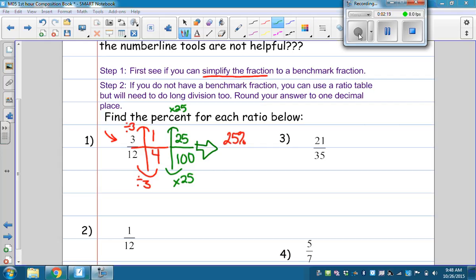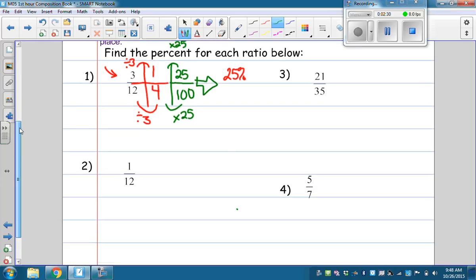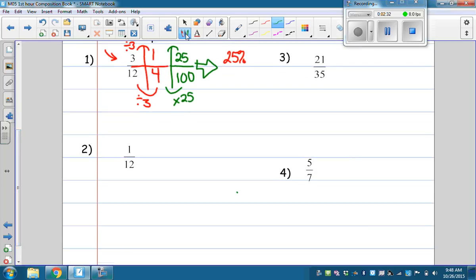Alrighty? What about number 2, Isabel? Is that a benchmark? This one. Yeah. Right. It's not a benchmark. It's not one you have memorized probably. Although some people did, believe it or not, in the morning class, which I was surprised about. But I would go with Isabel's strategy: you could make it to 1200. If it doesn't go into 100, you could always multiply by 100 as a first step.